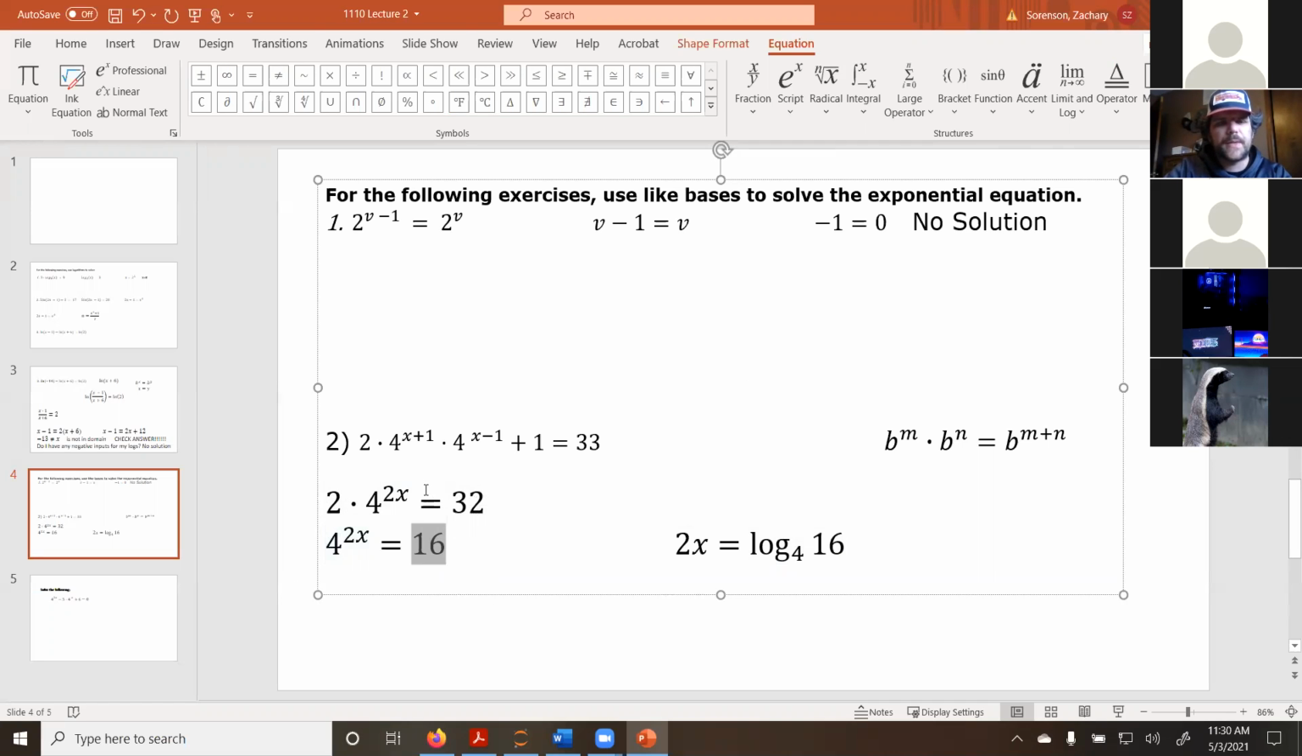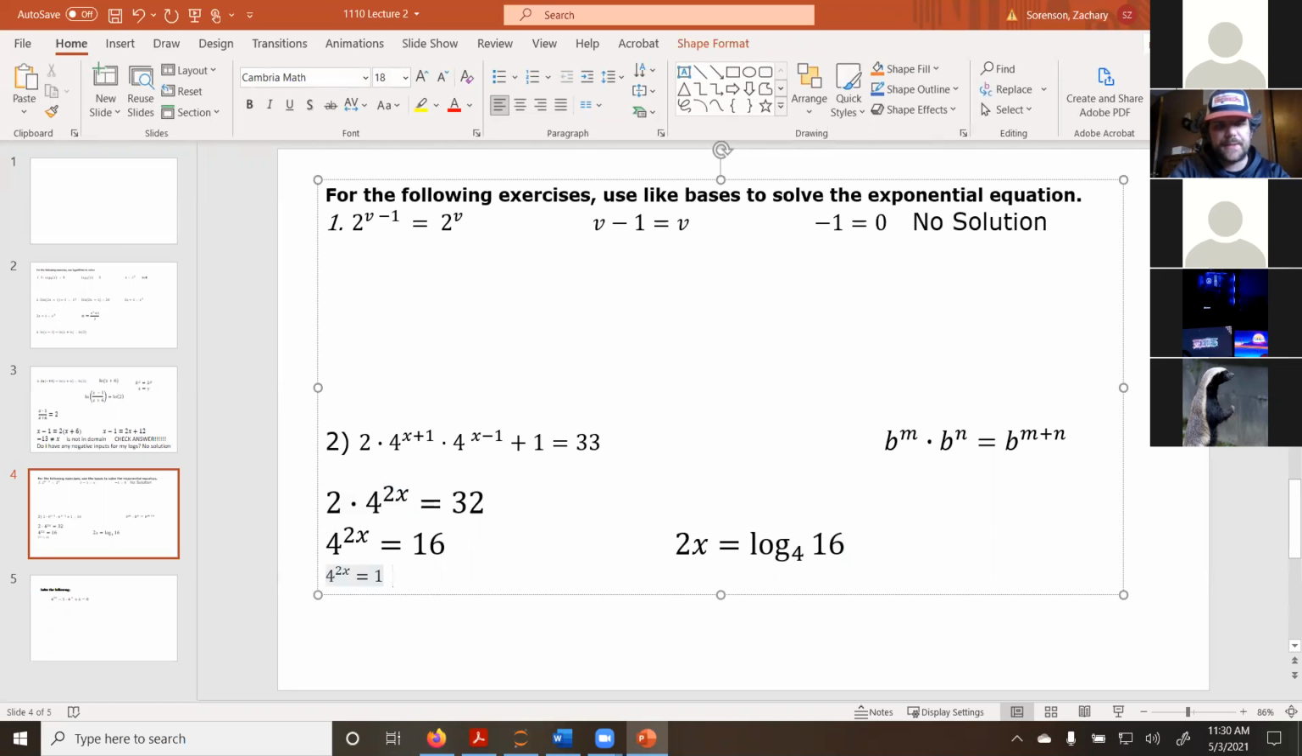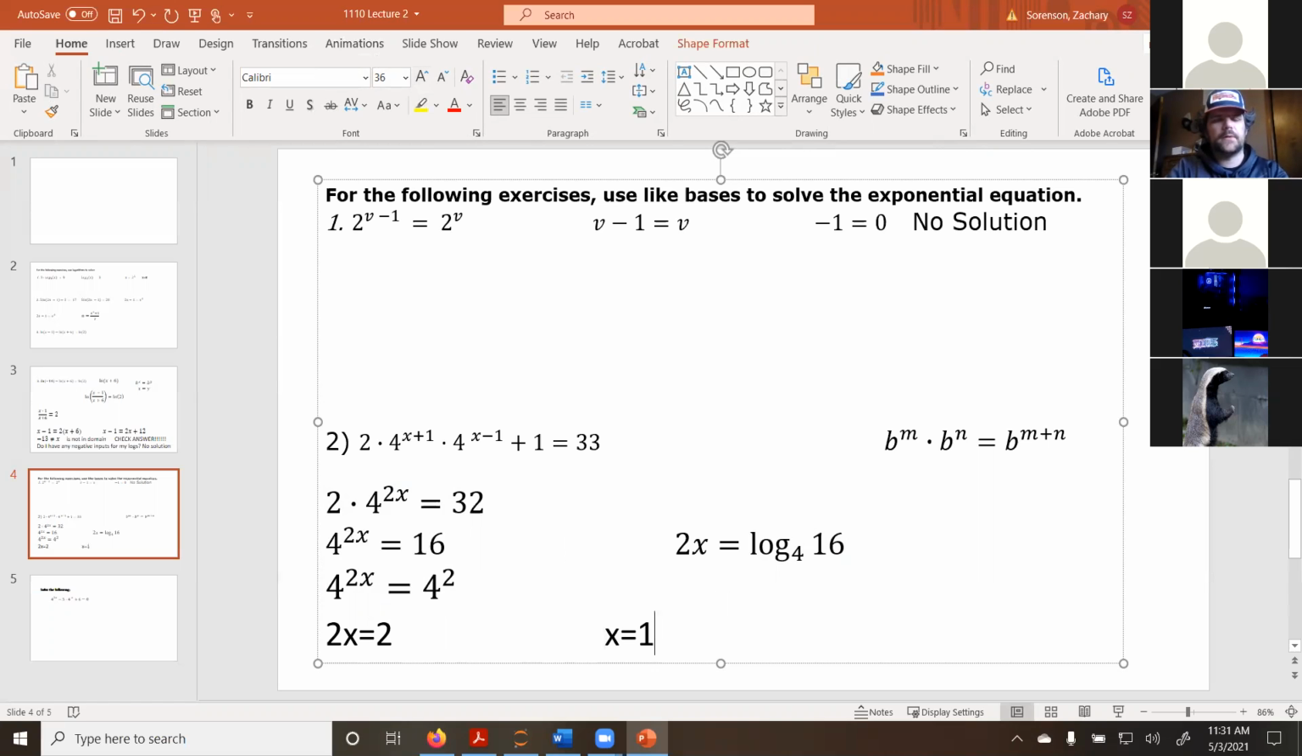So since that's the case, instead of dealing with the 16, I might leave it there for the notes, but I'm going to change my 16 into 4 squared. X would be equal to 1, right? Yeah, exactly. And now that I have the matching bases, I can set the powers equal to each other, and I have a one-step problem to solve.